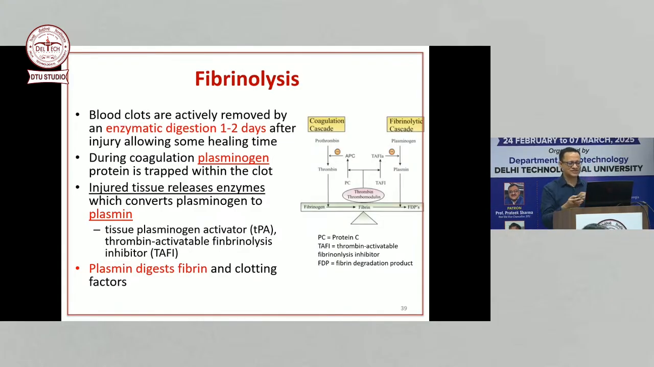Now, this is another interesting thing, that during coagulation, plasminogen protein is trapped within the clot, and then slowly plasminogen gets converted to plasmin, and this plasmin can digest the clot and fibrin. So when a clot is forming, the blood is already putting something inside that clot that later can slowly eat up that clot and clear the blood vessel.